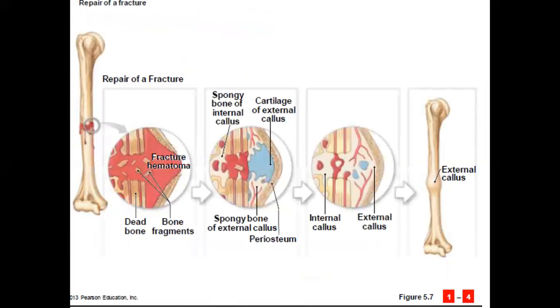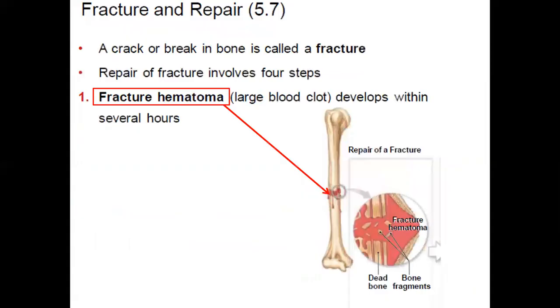But basically we're going to move on to the repair of a fracture. Here is the process of repairing a fracture. We're going to go step by step, like we did with endochondral ossification, and talk about how your bone repairs itself once you have broken it. So the first step is, okay, you break your bone. Ouch, it hurts, lots of bad pain, you may bleed a little bit.